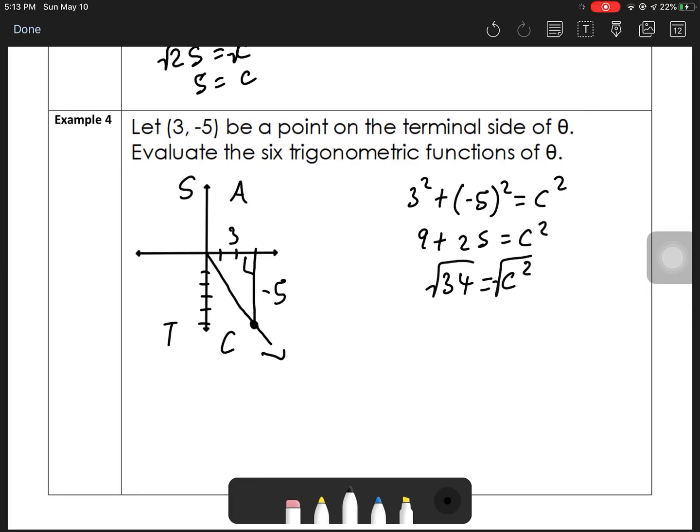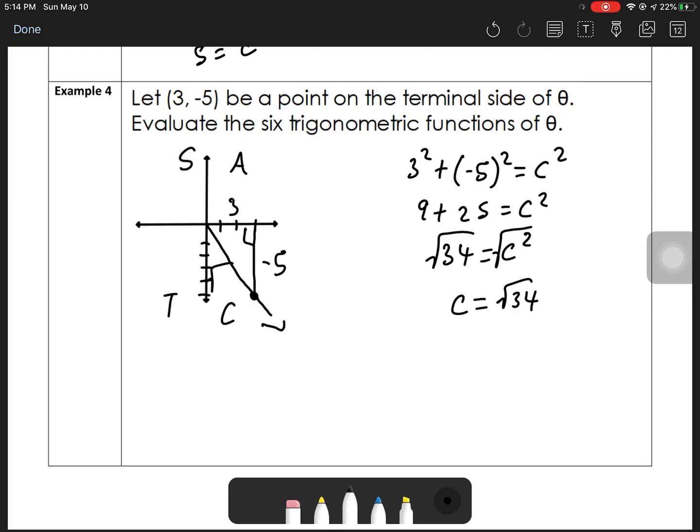You're not always going to get a nice number, and in this case, we get the square root of 34. I prefer it if you left it as the square root of 34, and that's how I'm going to do this problem. So this third side is the square root of 34.